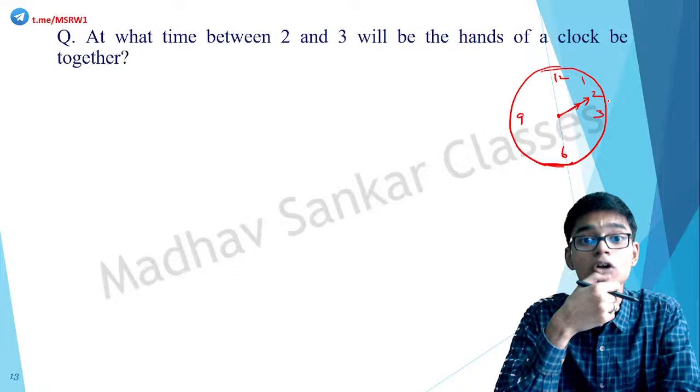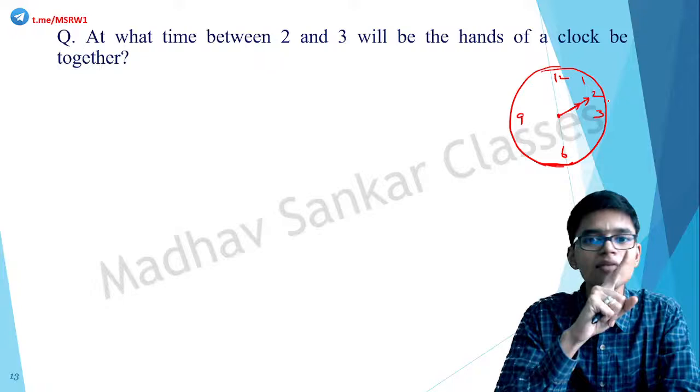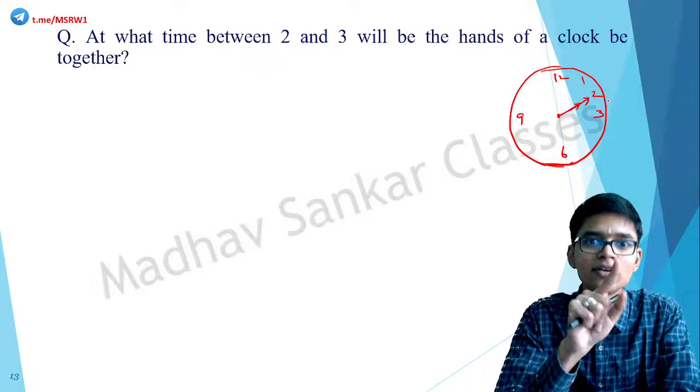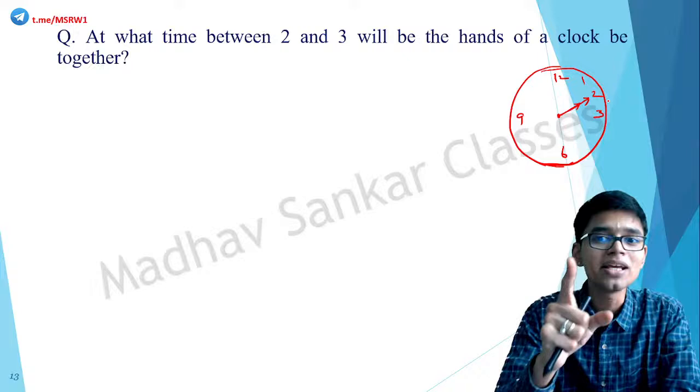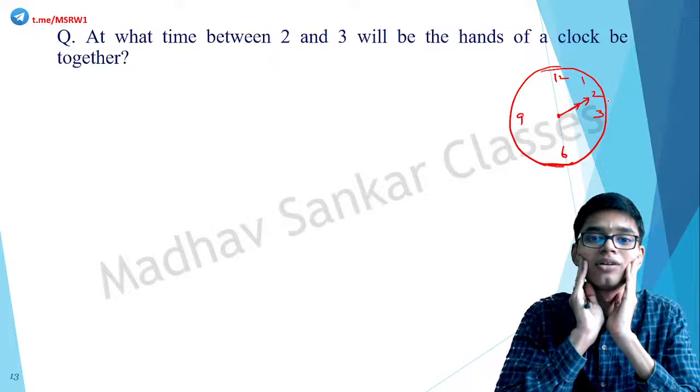Why? Because when it is 2:10, the minute hand will be pointing to 2 only, at 10 only, but the hour hand would have moved slightly more. A small fraction of movement would be there for the hour hand. So at 2:10, it won't be in a straight line. It will be in a straight line somewhere in between 2:10 and 2:15. We have to find out the exact number.